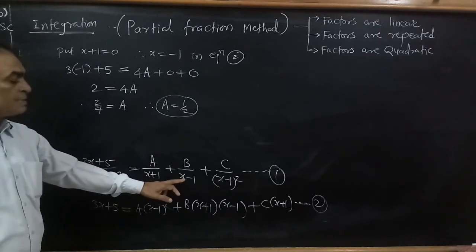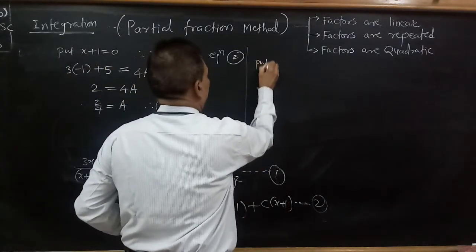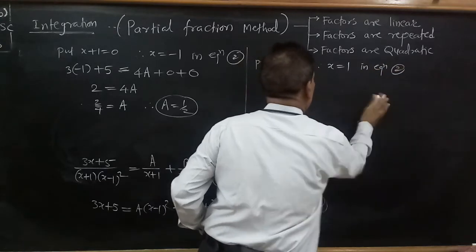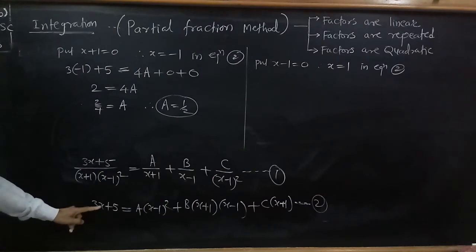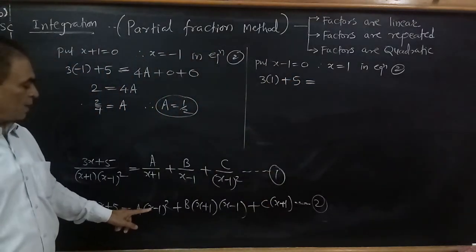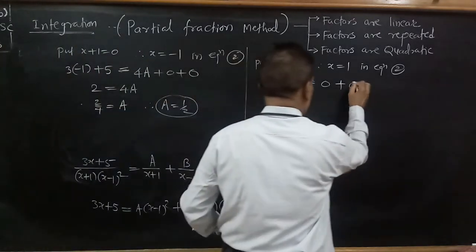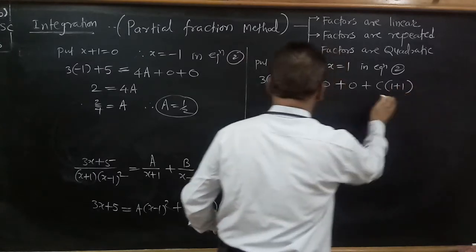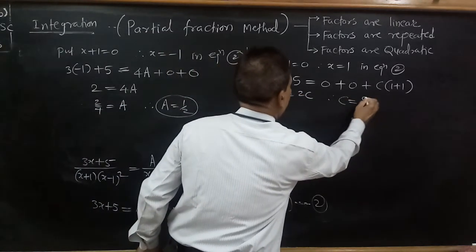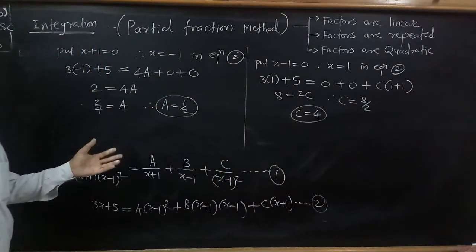You can observe second factor, x minus 1. Take this equal to 0. Put x minus 1 equal to 0. Therefore, x is equal to 1 in equation 2. What about equation 2? When we replace x by 1, we will get 3 into 1 plus 5 is equal to. What about here? 1 minus 1, 0. First part becomes 0. 1 minus 1, 0. Second part also 0. Only remaining c into bracket 1 plus 1 means 2. Means you will get 8 is equal to 2c. Therefore, c equal to 8 by 2, means value of c equal to 4. We will get the second value, the value of the second constant.